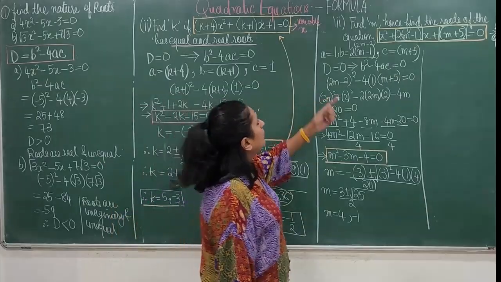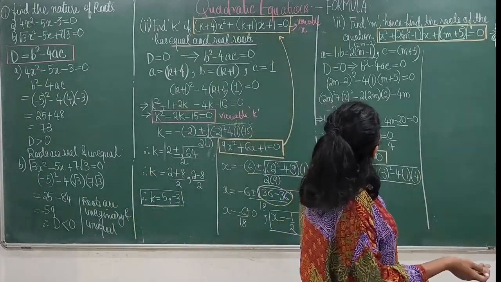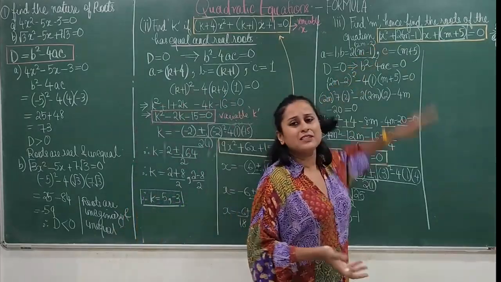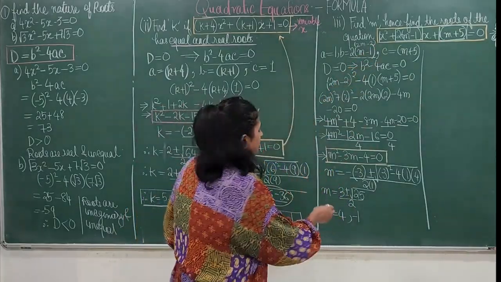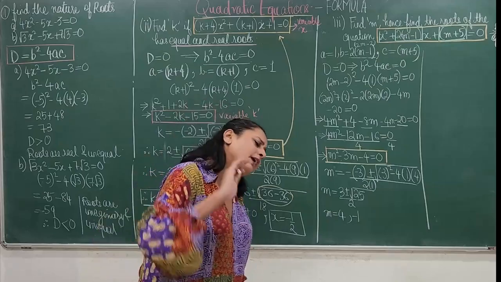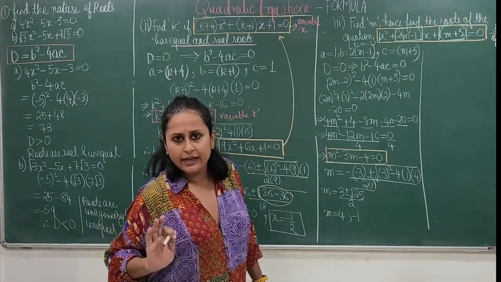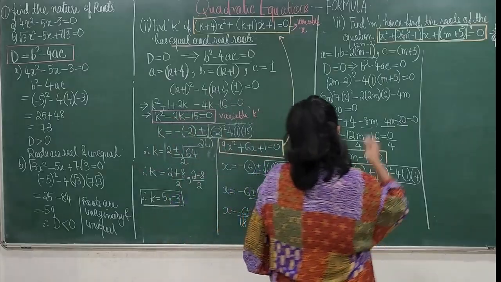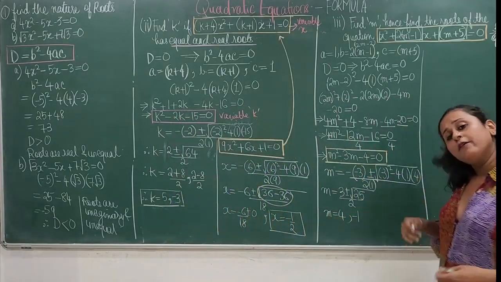Now they have told us to also find the roots of the equation. Which equation? We have to find the roots of this equation. We have to take any one value. If you take any one value, you will get the same answer for x. So 4 or minus 1. So let us take the value of m as 4.